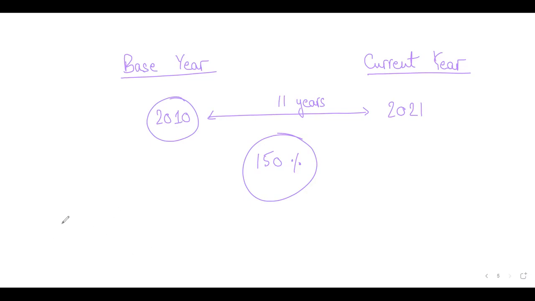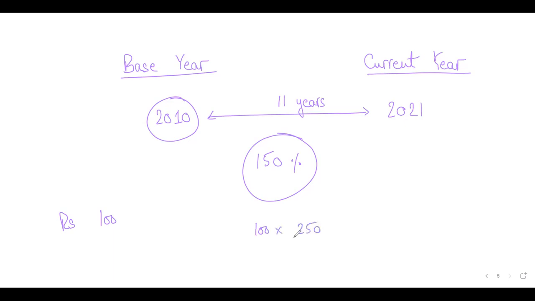Then it means that whatever prices were in 2010, now prices are 150% higher than that. So if something was worth 100 rupees in 2010, now this is interesting, can any one of you tell me what will be its price in 2021? If something was worth 100 rupees in 2010, what is its price in 2021? Correct. Very good. That's correct, right? So all you had to do was to calculate 150% higher than that, right?